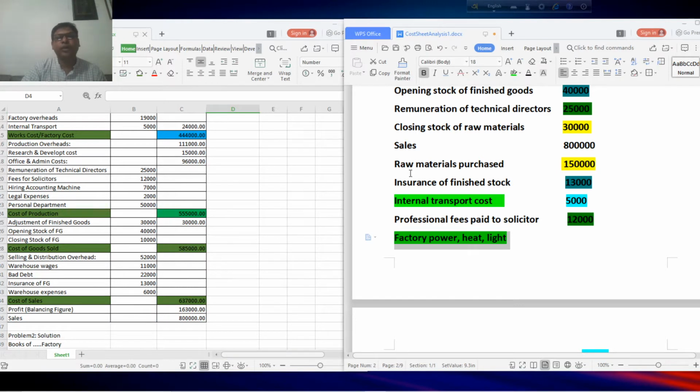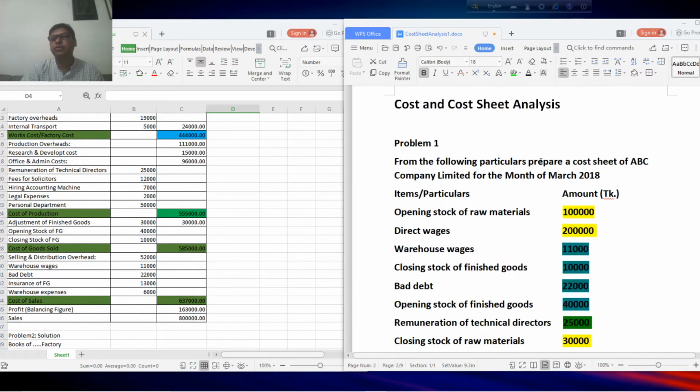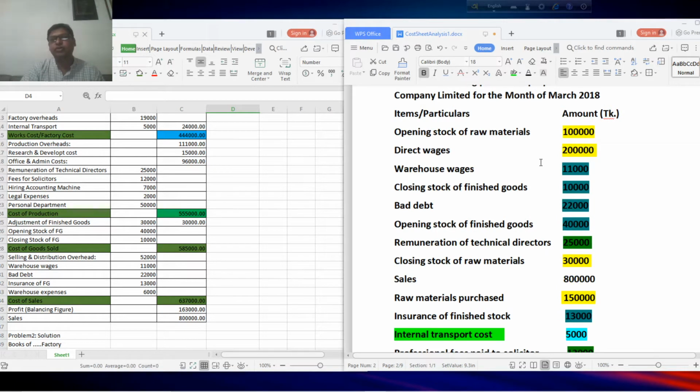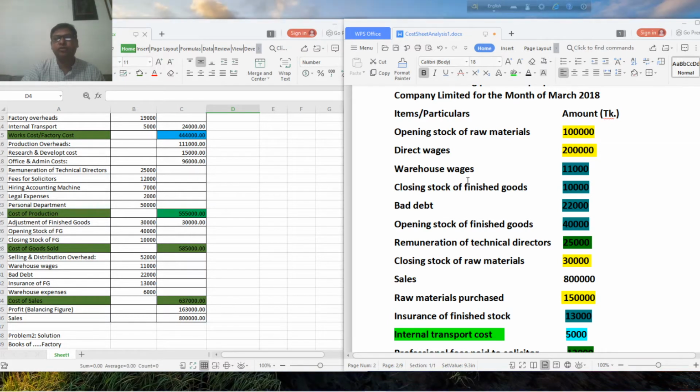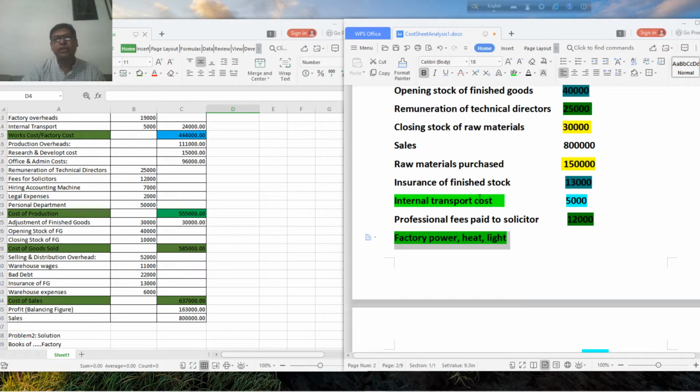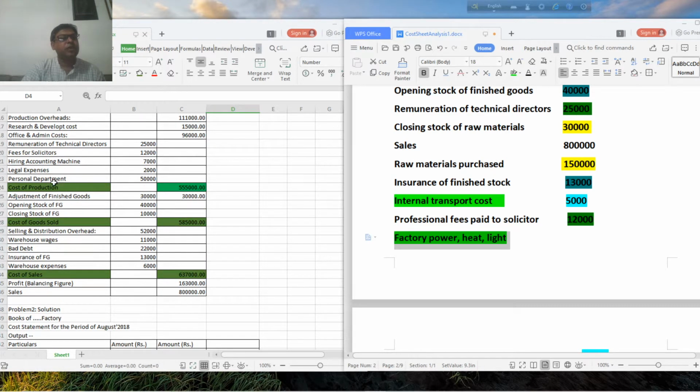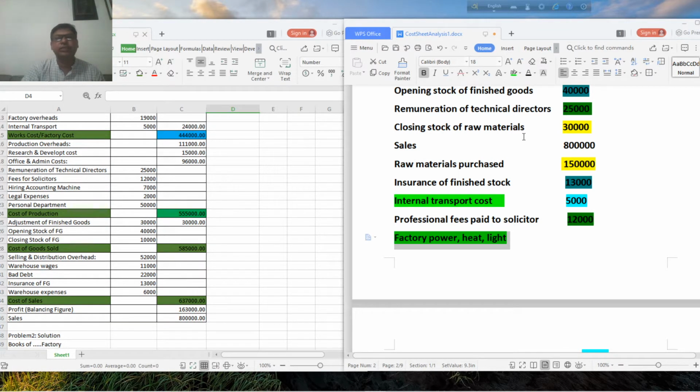Then we have to find out the production overhead. Production overhead is related to production. It is office and administrative overhead, and also the research and development overhead. So here is the office and admin cost: remuneration of the technical director, fees of solicitor, accounting machine, legal expenses, and personnel department. All are the office and research related costs. So we have to add this here, and it will comprise the cost of production.